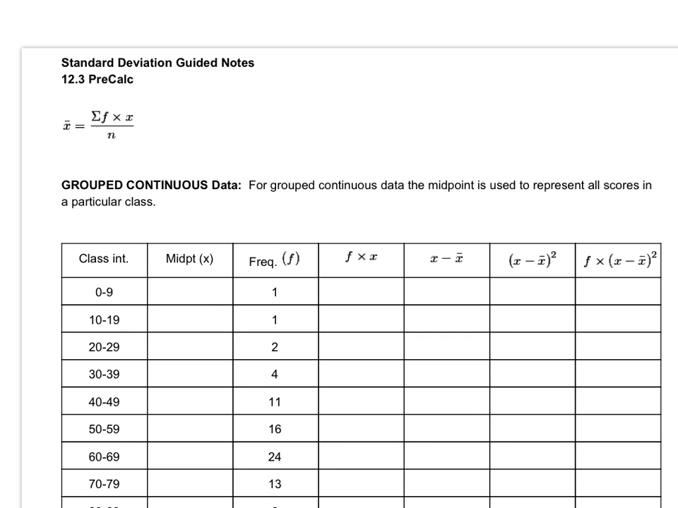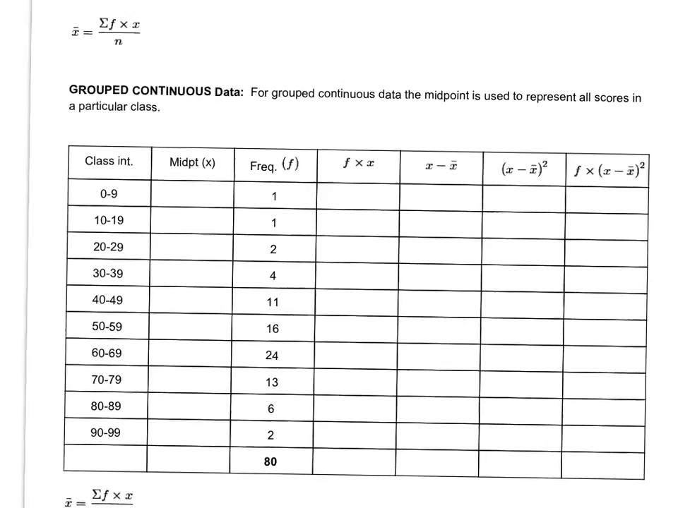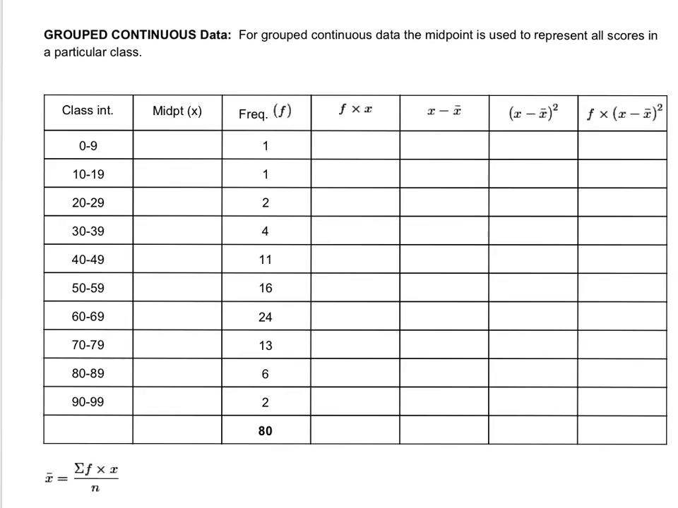Okay, so for this next data set, we have grouped continuous data. So now there's going to be intervals, okay? And just like in our stats packet, when there's intervals, we're going to operate from the midpoint of those intervals. So this first midpoint is 4.5, then 14.5, and so on and so forth. You'll see the pattern.